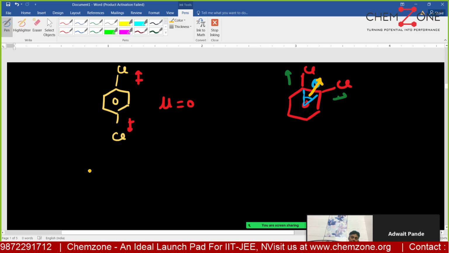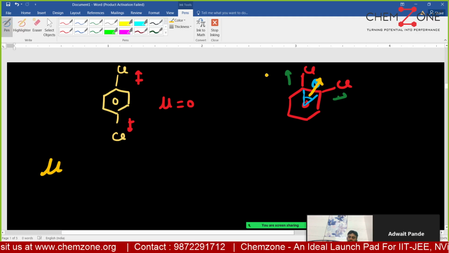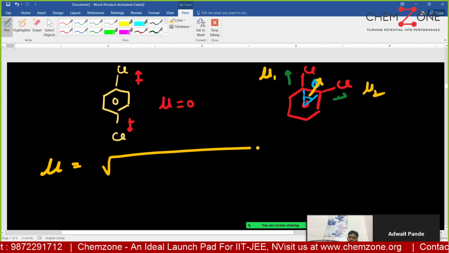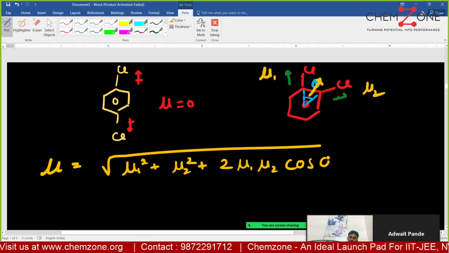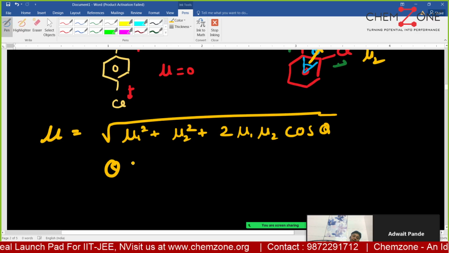So in that case, you are done in the physics, right? How to find the net vector, resultant vector? Net dipole moment mu, suppose here mu1 from this side and mu2 from this side. So total mu will be equal to square root of mu1 square plus mu2 square plus 2 mu1 mu2 cos theta. Got it? So greater the theta value, lesser the dipole moment.